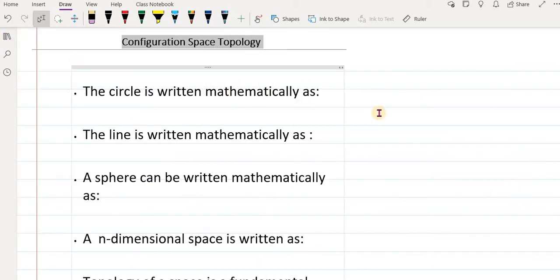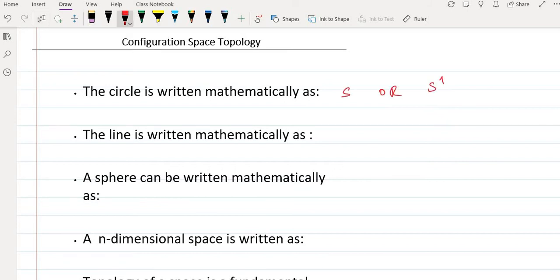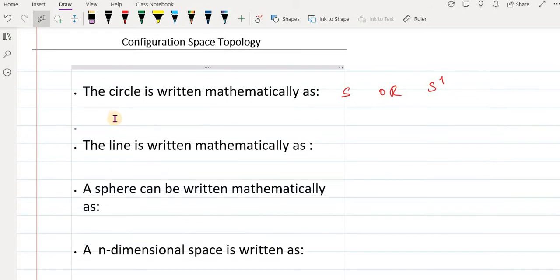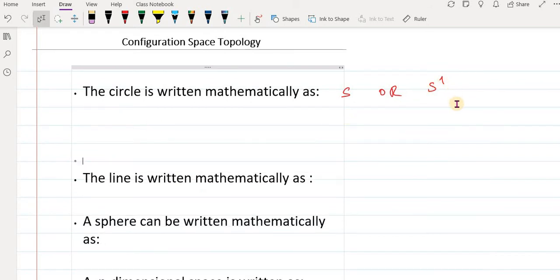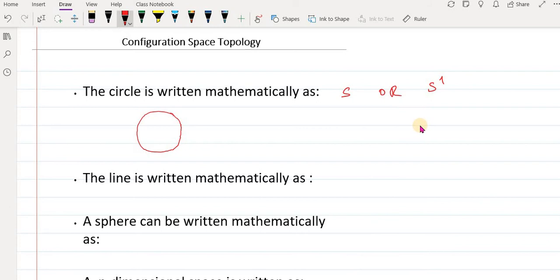The circle is written mathematically as S or S power 1. S means sphere, and 1 is a one-dimensional sphere. So this is the topology, and you can represent it as S power 1, or you can also write it as a one-dimensional sphere, which is a circle actually.